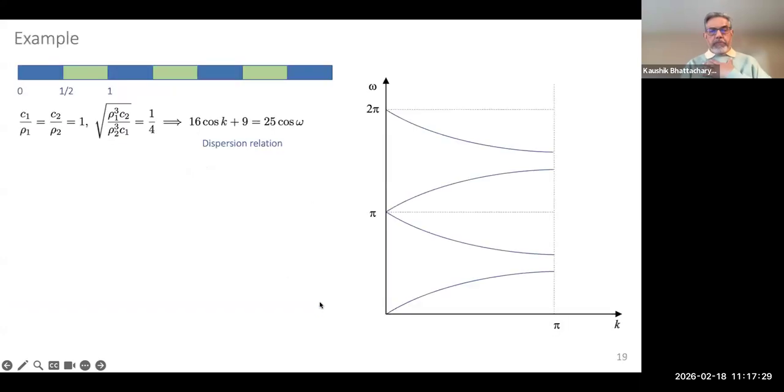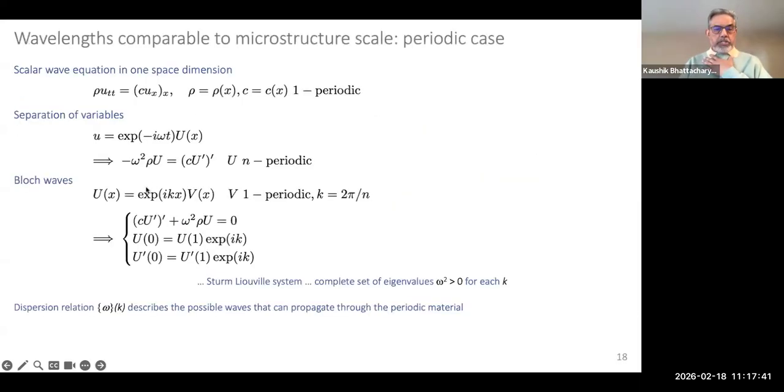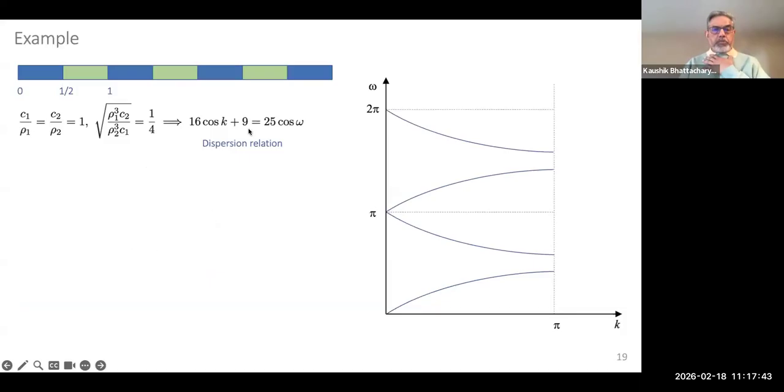So let's look at an example. I have a two-phase material, material 1, material 2, and I've chosen them such that these things work out nicely. And in particular, if you solve the system here, you'll find the dispersion relation, the relationship between k and omega, is given by this. And we plot it, I've plotted it here. So given any k, there's a whole bunch of omegas that you get.